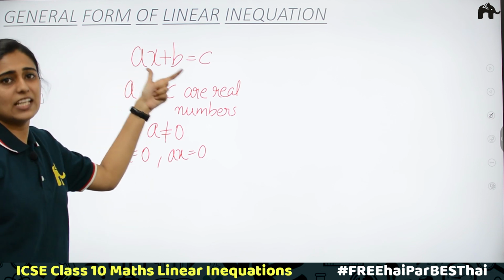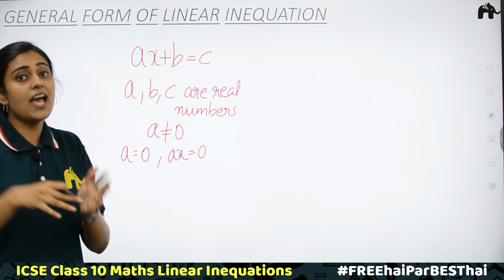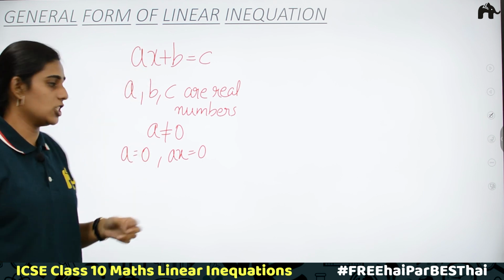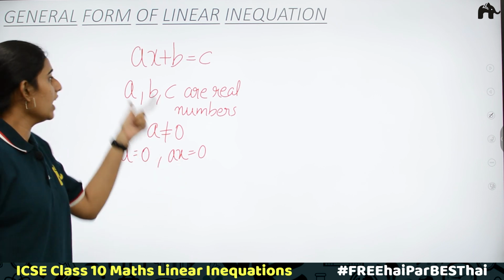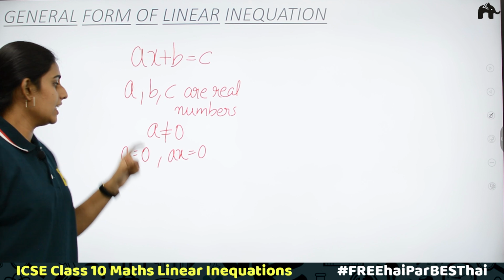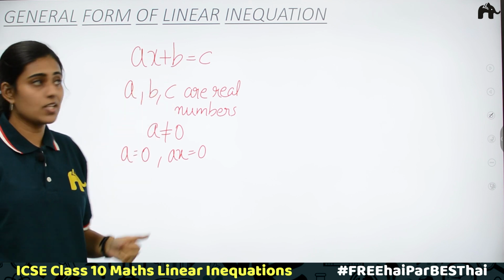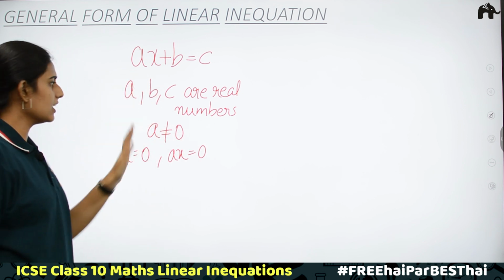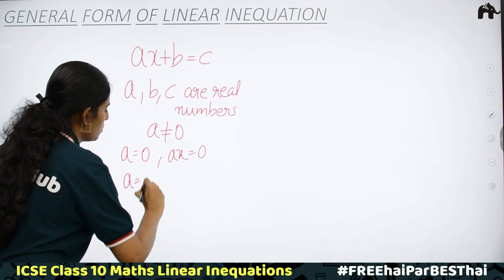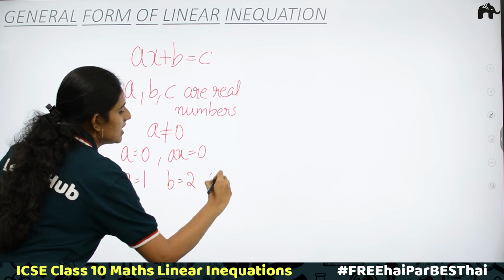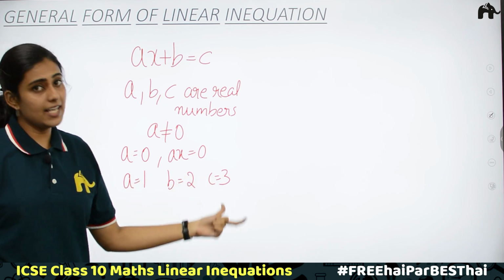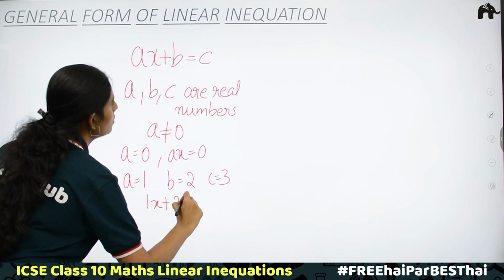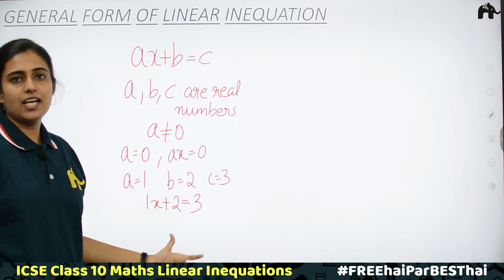Then can we call this an equation? We need a variable and a constant. At least a variable and a constant should be there for it to be a linear equation. Once a is equal to 0, a into x will become equal to 0. In that case, we cannot call this an equation. Both left hand side and right hand side you have to take into consideration. Clear? For example, if a is equal to 1, b is equal to 2, c is equal to 3. Here I have used real numbers. Then the equation becomes 1x + 2 = 3. This is a linear equation.